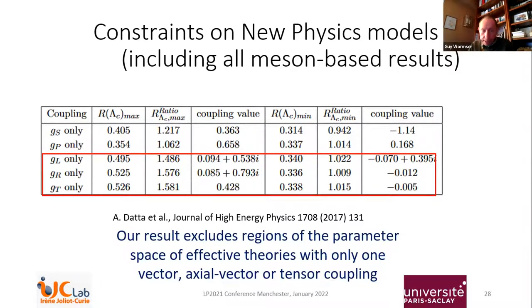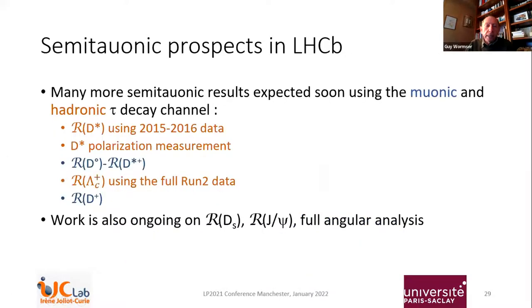Our result places a stringent limit on some of the region of the parameter space of effective theories with only one vector, one axial vector, one tensor coupling, as I showed already, because our result implies that R lambda c should be below 0.4. And you see here, in some of these theories, we can have a ratio well above this limit. I don't have time to mention all upcoming measurements from LHCb, but stay tuned.